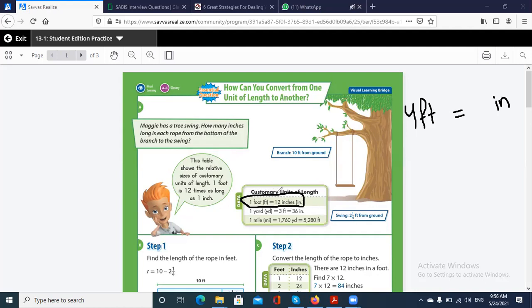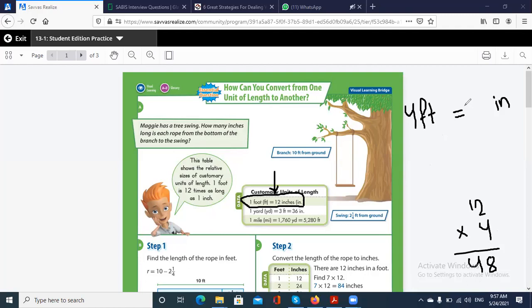Great. What number do you have between them? It's the 12. That means each one foot equals 12 inches. So I want to convert now between feet and inches. How to do that? You multiply the 4 by 12. So you would say here 12 times 4, and when you do that, the answer will be 48.